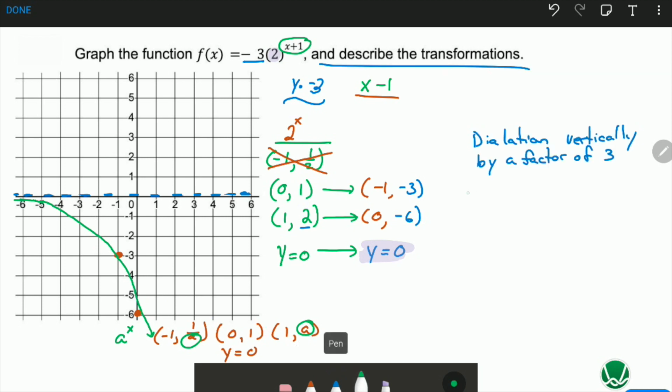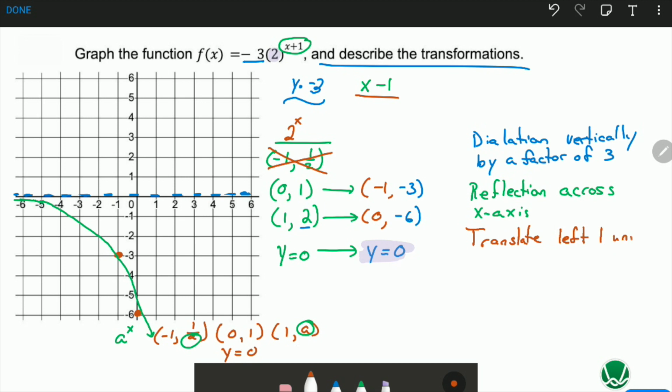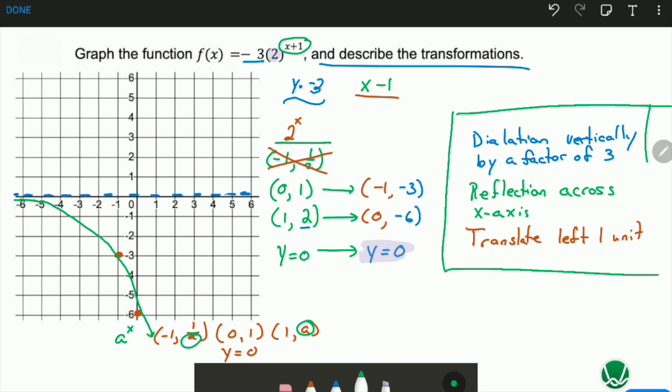The negative portion creates a reflection across, in this case, the x-axis. Since it's affecting y values, it's actually going to reflect it across the x-axis. And lastly, we have a translation from the addition and subtraction. So we're translating, since we're subtracting 1 from x, it's going to be left 1 unit. And these are the transformations for this function, from its parent function 2 to the power of x.